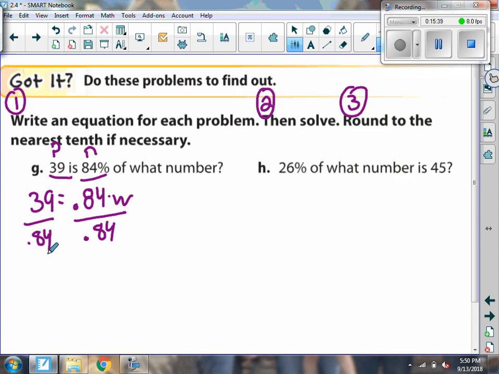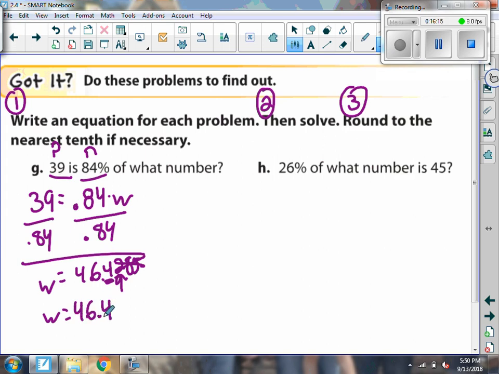So 39 divided by 0.84, you're going to end up with W is equal to 46.4285, and it keeps going. So if you have a number that keeps going, we're going to stop at our hundredth spot, because we want to round to our nearest tenth. So we're going to look at our hundredths. So is the 2 going to make the 4 go up, or is it just going to drop off? In this case, it just drops off. So W is equal to 46.4.